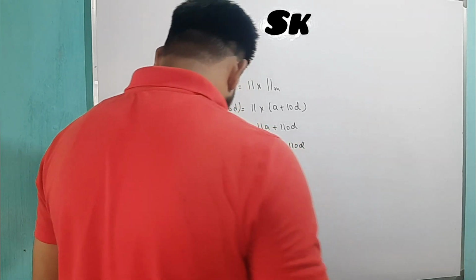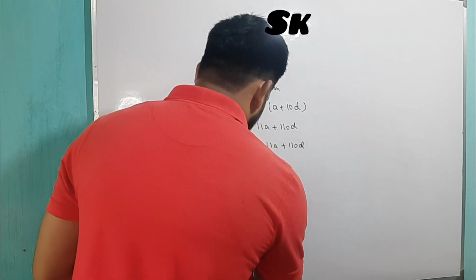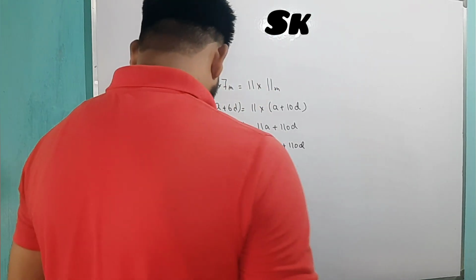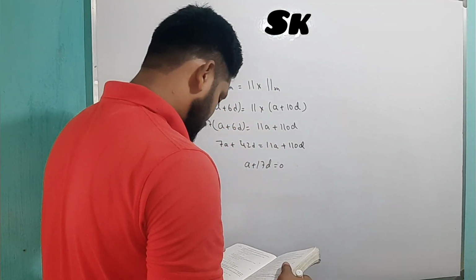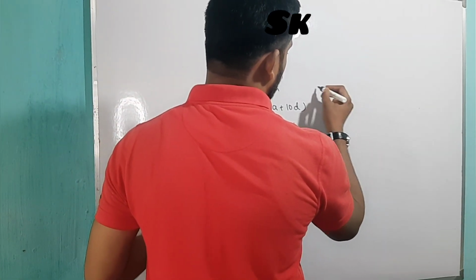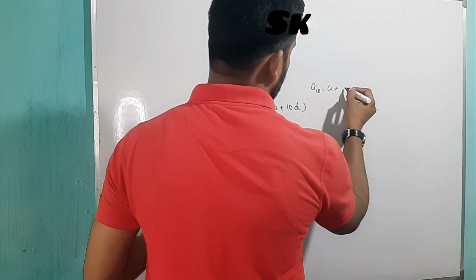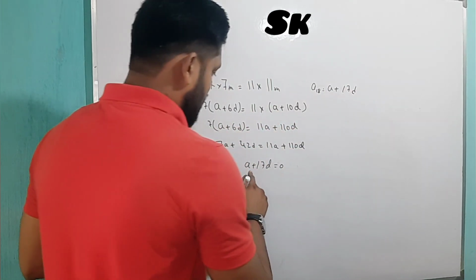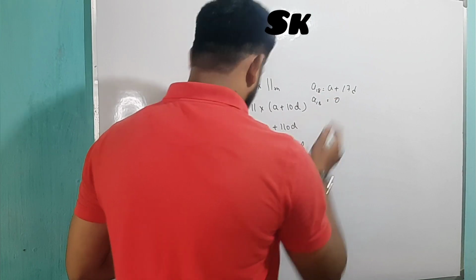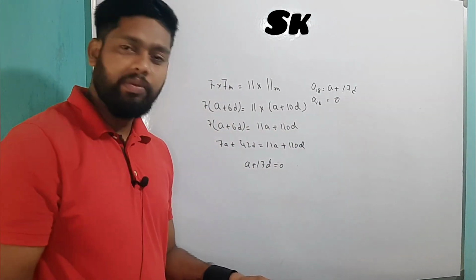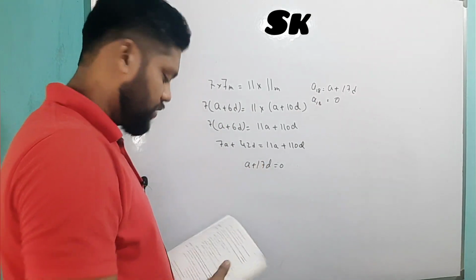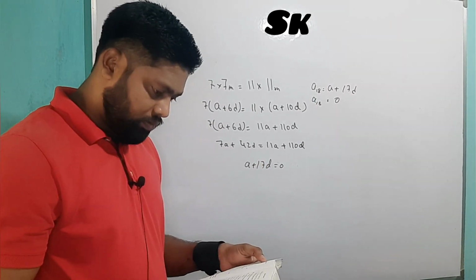So your final answer will be a plus 17d is equal to 0. Okay, now what you have to find out, they are asking you to find the 18th term. 18th term means a18 is equal to a plus 17d. A plus 17d value is 0. So the 18th term is also 0. Clear? The 18th term is also 0. You understand what I did? The same thing. Okay. Next one.